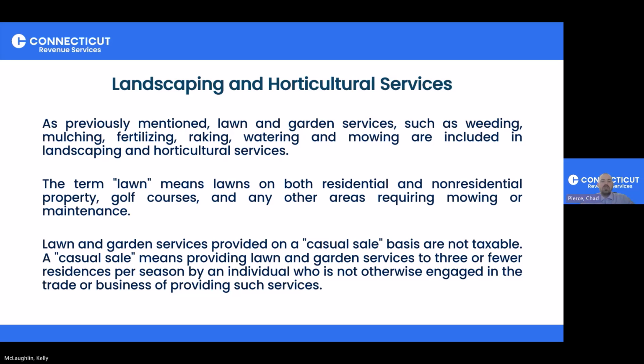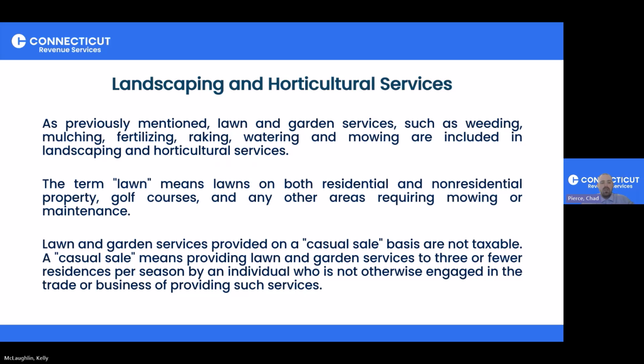As previously mentioned, lawn and gardening services such as weeding, mulching, fertilizing, raking, watering, and mowing are included in landscaping and horticultural services. Lawn and gardening services are both included. The term lawn applies to both residential and non-residential property, as well as golf courses.